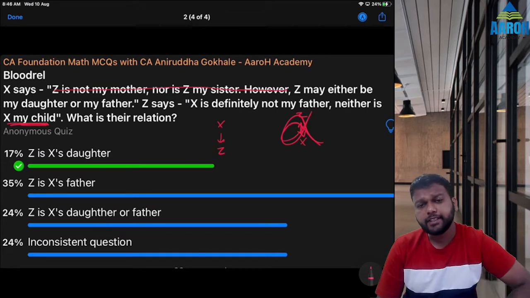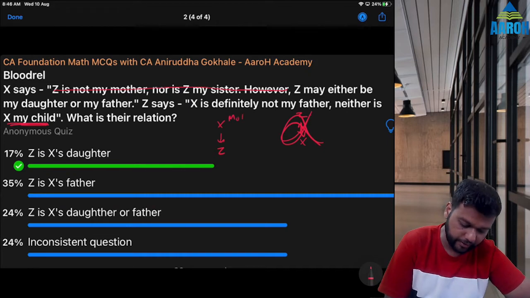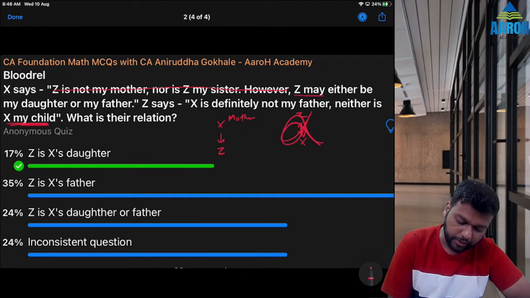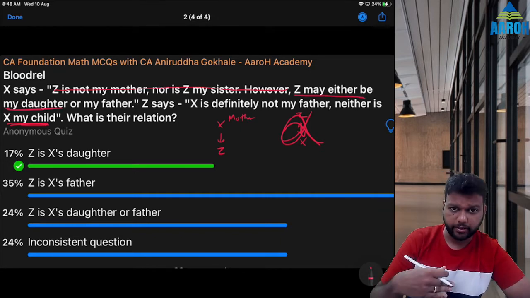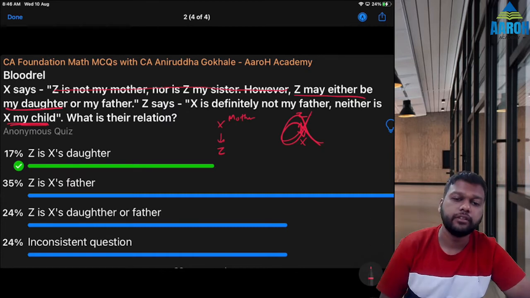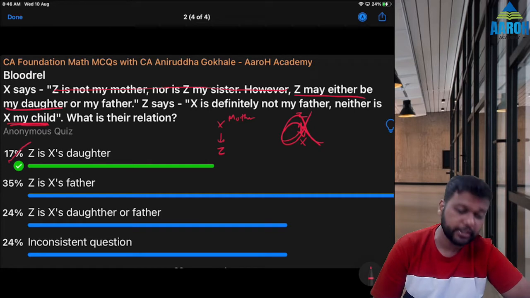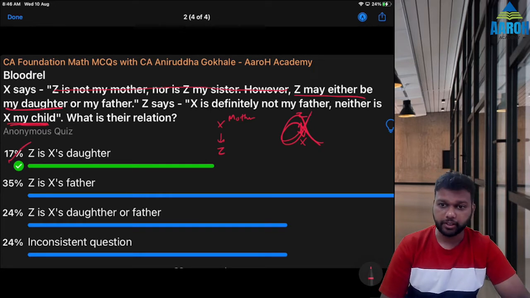But Z is saying X is definitely not my father, so X can be mother, right? Because then this statement will still be true. Z may be my daughter, so that is true. Z is X's daughter, X is Z's mother. So this is the only condition that fits here. So Z is X's daughter is the correct answer. Very few people have got it correct, but I hope you have understood it now.